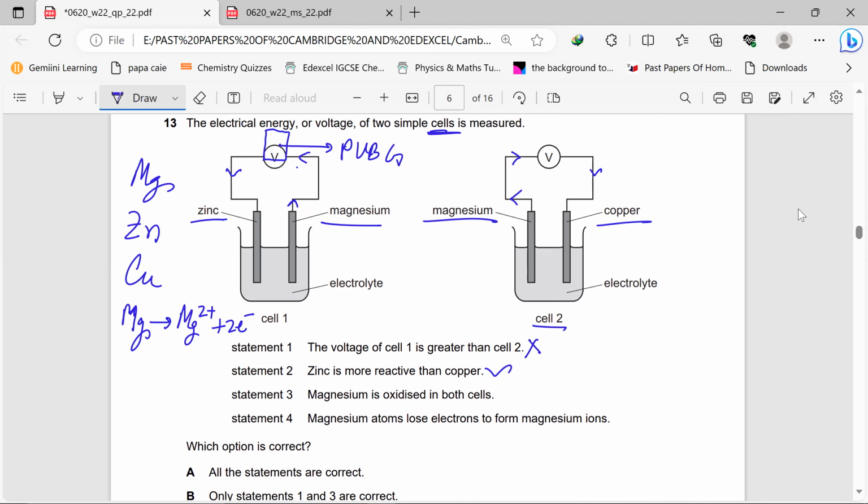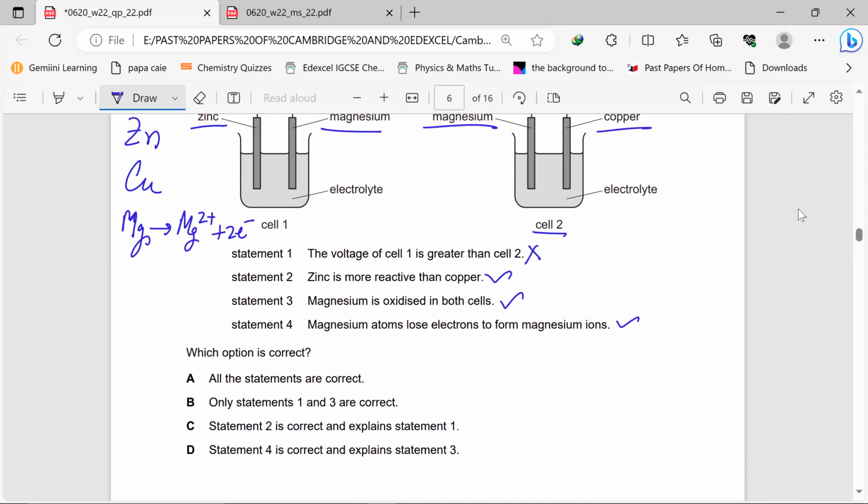We know loss of electron is oxidation. So magnesium is oxidized in both cells. As I said, greater the reactivity of metal, more readily it will lose electrons, so it will be oxidized. Statement 4, magnesium atoms lose electrons to form magnesium ions. This is also correct. So all statements are correct? This is not true. Only statement 1 and 3 are correct? Statement 2 is correct and explains statement 1?